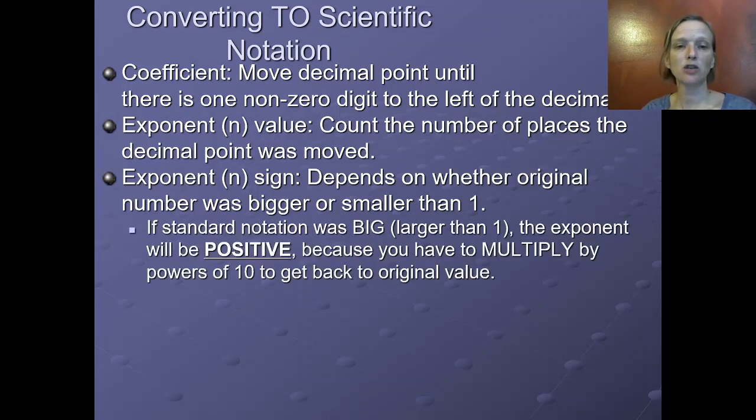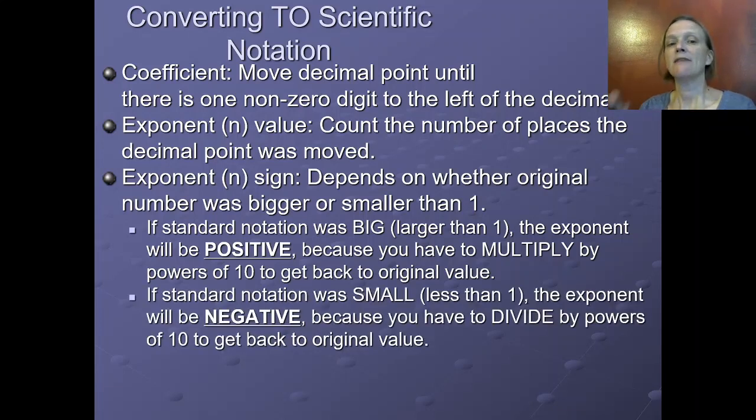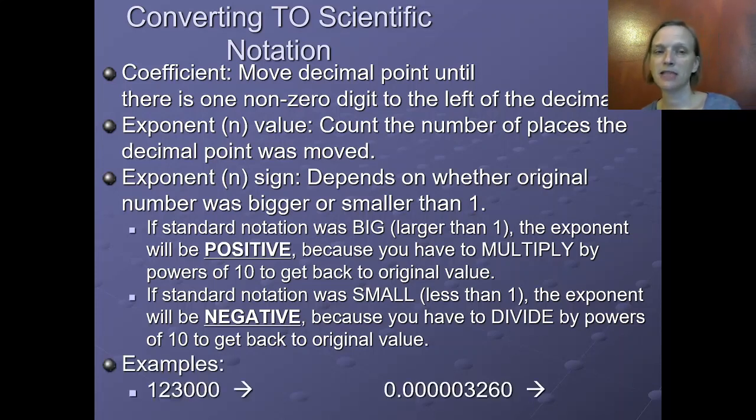If your standard notation was larger than 1, then the exponent must be positive, because you have to multiply by powers of 10 to get back to the original value. If the standard notation was small, if it was less than 1, then the exponent must be negative, because you have to divide by powers of 10 to get back to the original value. So let's look at some examples, because again, explaining it in words doesn't necessarily make as much sense as just doing it. So how do I go to scientific notation from this example?